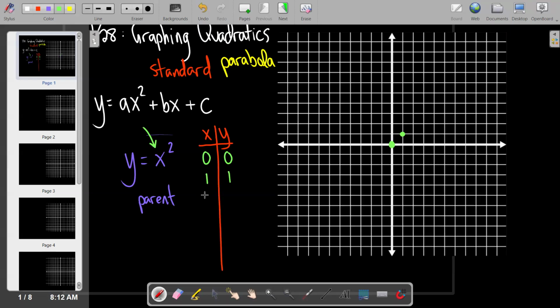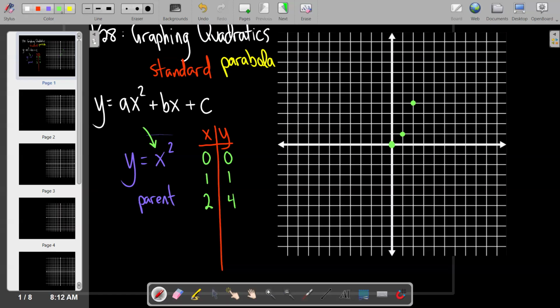For example, if we put in 2, what's 2 squared? 4. So you can see that the rate of growth changes. We're not going to follow the same pattern of right 1, up 1. Now, when I go right 2, I have to shoot all the way up 1, 2, 3, 4. So you can start to see that curvature I was talking about taking place.